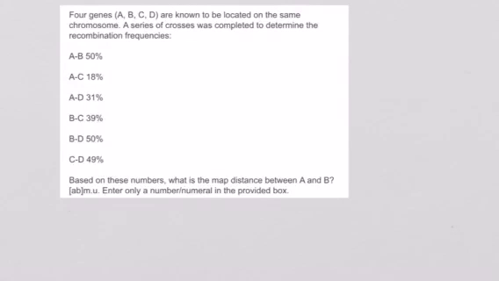For this question here, we're told that we have 4 genes that are located on the same chromosome, and then we're asked about the map distance between A and B. When we're talking about map distances, we need the recombination frequencies to come up with that, and typically 1% recombination frequency is equal to 1 map unit.